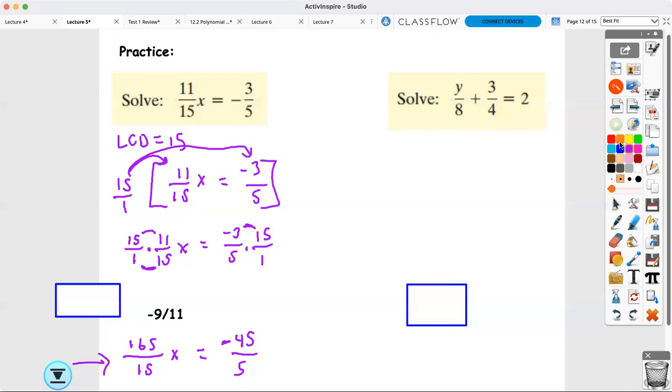Anyone want to share what they got for the LCD for the second one? Not the answer, but the LCD, so other students can check their work too. So is the LCD always gonna be the first number? No, that was just a coincidence. Oh, okay. Good question, though.